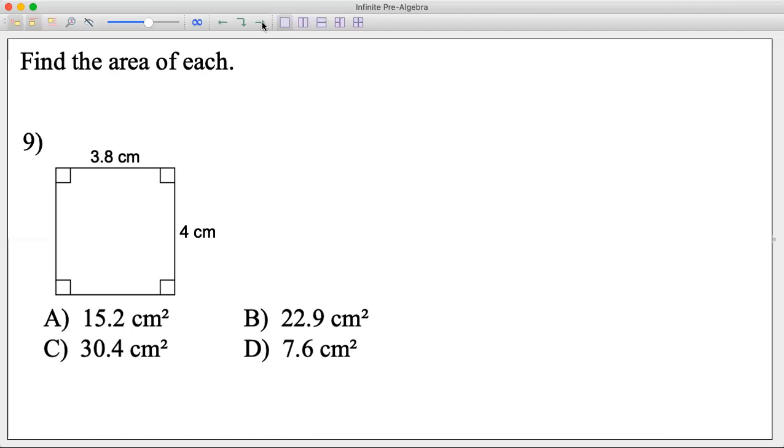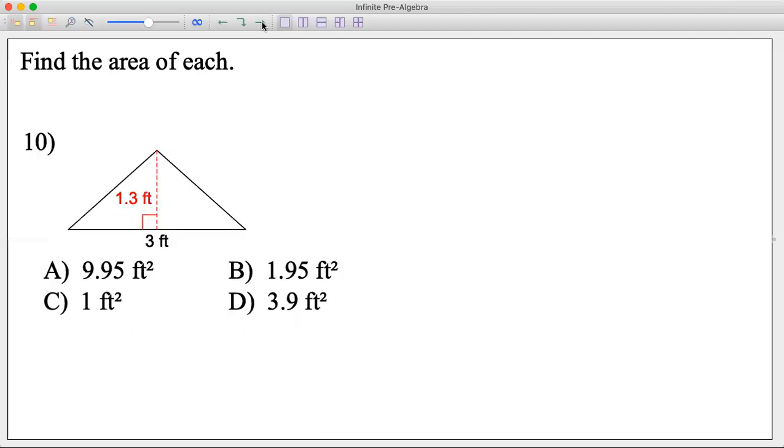Next shape is a triangle. Who remembers the formula for area of a triangle? Base times height divided by 2. Write it down if you need to. I would have them all written down on a resource card. Area of a triangle is equal to base times height divided by 2.